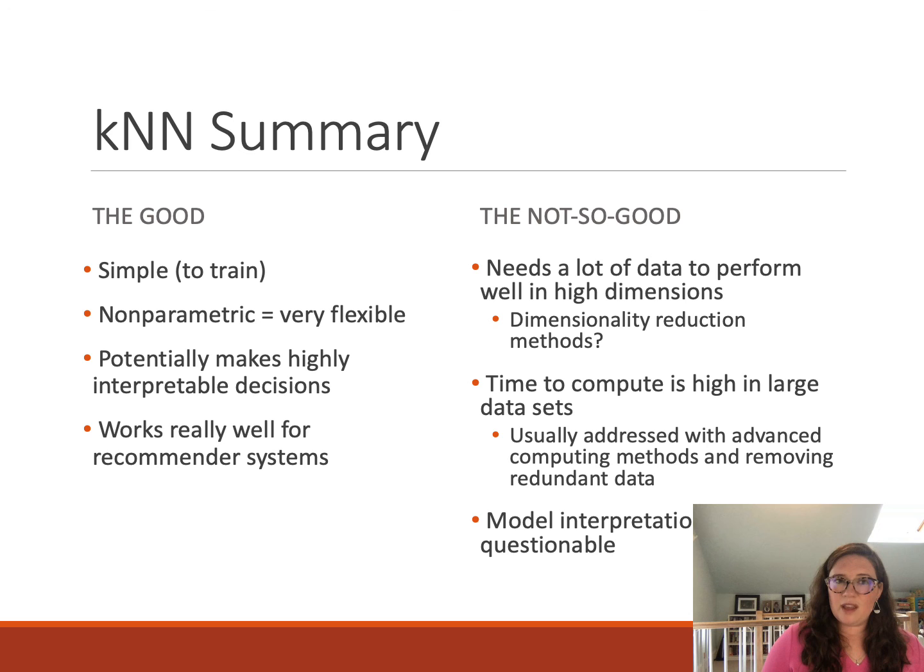The not so good thing about kNNs, they need a lot of data to perform well in high dimensions. On the other hand, if you have a lot of data in high dimensions, the time to compute is really high. And so there are some algorithmic advances in removing redundant data, taking some mathematical shortcuts. So you can slightly speed up kNN's training or validation time. But in general, it's a lot slower than the other methods we've talked about. And then finally, the interpretability of the model is pretty questionable.